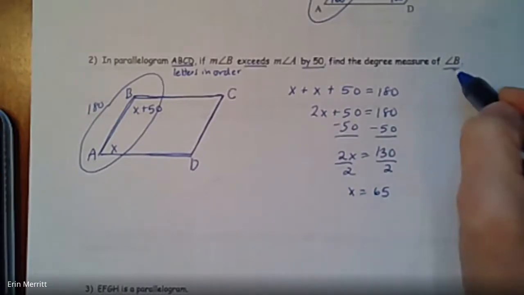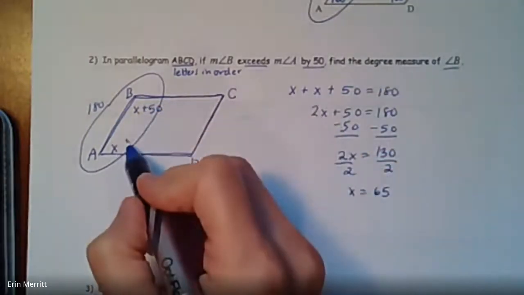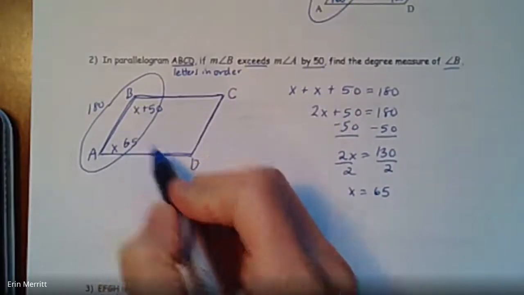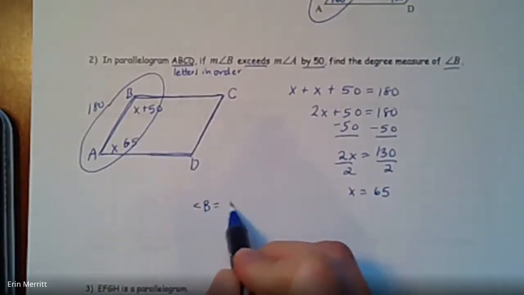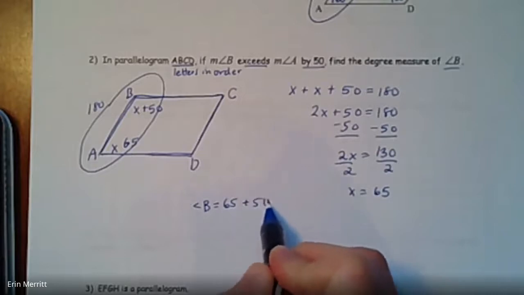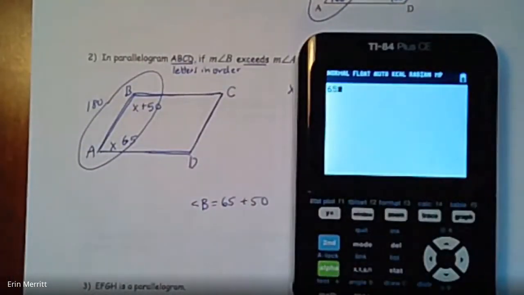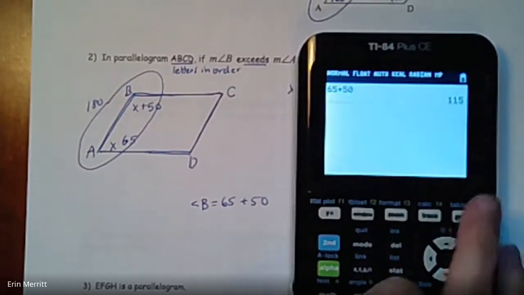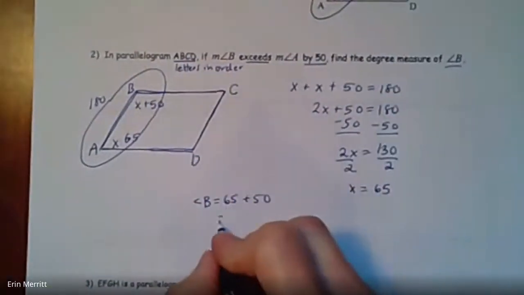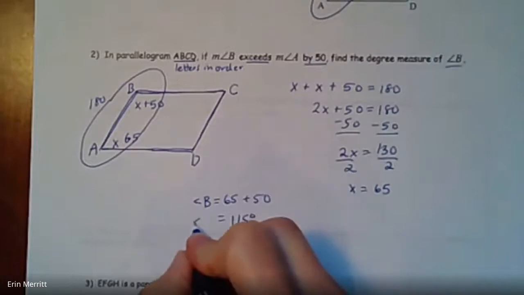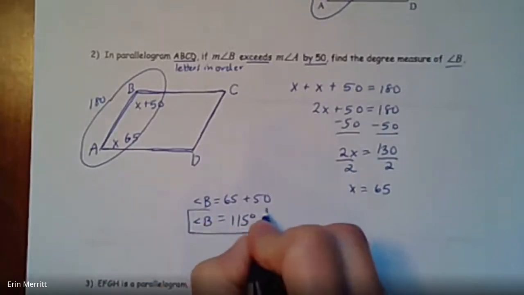But then this one specifically says what's the measure of angle B. So angle A would be 65. Angle B is now going to be 65 plus 50. So feel free, you can grab your calculator if need be. So 65 and then add 50 to that. We should be up at 115. So we end up with an obtuse angle here.